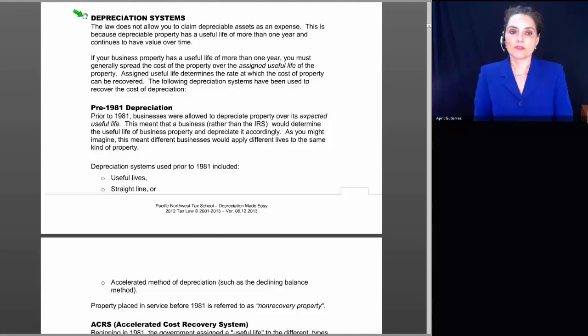The next topic is depreciation systems. And the law does not allow you to claim depreciable assets as an expense, as we've been saying, and this is because the asset continues to have value for more than 1 year and has value over time. If your business property has a useful life of more than 1 year, you must generally spread the cost of the property over the assigned useful life of the property. Assigned useful life determines the rate at which the cost of property can be recovered, and the following depreciation systems have been used to recover the cost of depreciation.